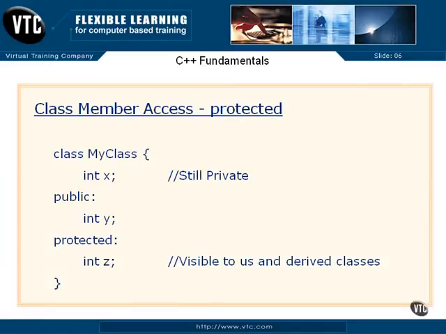And then finally, here's protected. We have int X still private, int Y is now public, and the protected one is Z. Methods within myClass can work with Z, and anything that is derived from myClass can work with Z, but nothing else can get to it. So it's encapsulated along the lines of the family tree. And this is class member access, which implements the fundamental of data encapsulation within object-oriented programming.